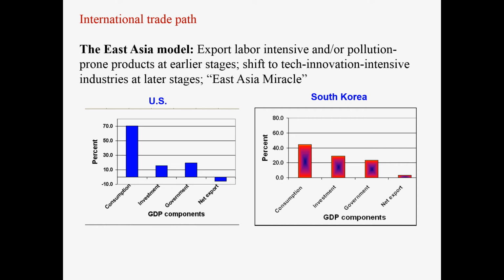So the second path toward development from the textbook is the international trade path. In this regard, we have two different models. The first model is the East Asia model. This kind of model exports labor-intensive products or pollution-prone products at early stages. So when the country is very poor, they do not have any other opportunities. All they have is cheap labor.